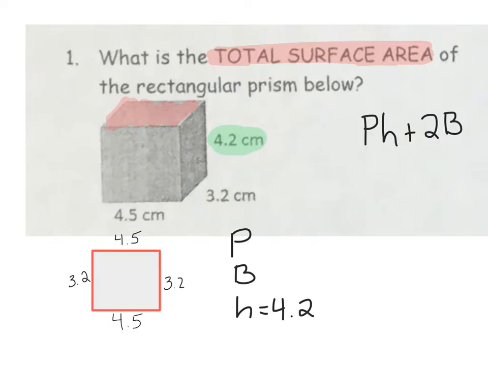Okay, this is homework number 16. So all the hints and stuff that I usually talk about and write as I'm talking are already on the slides for you. So I'm just going to read the questions for each of these. All right. Number 1. What is the total surface area of the rectangular prism below?